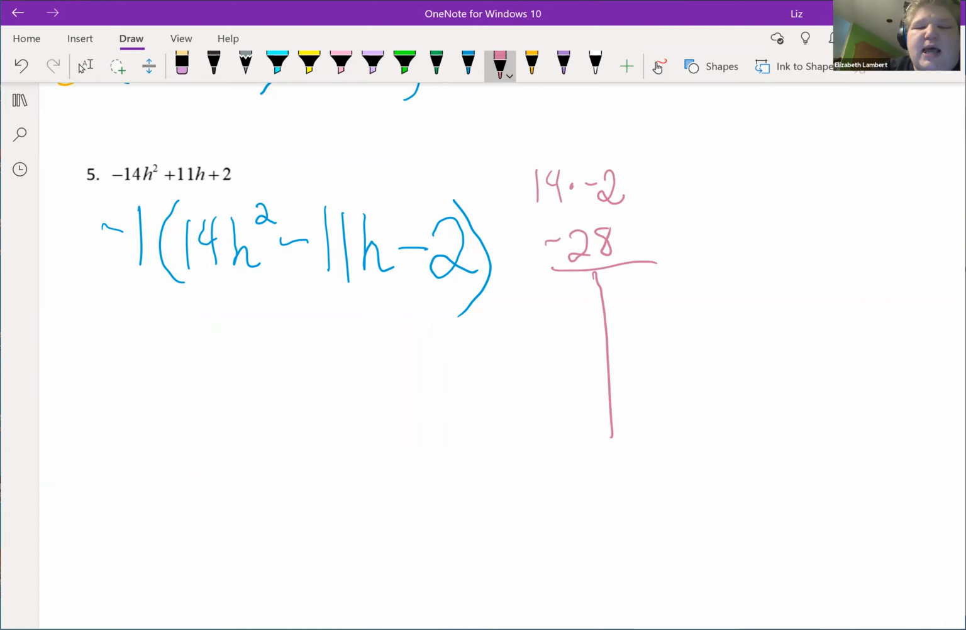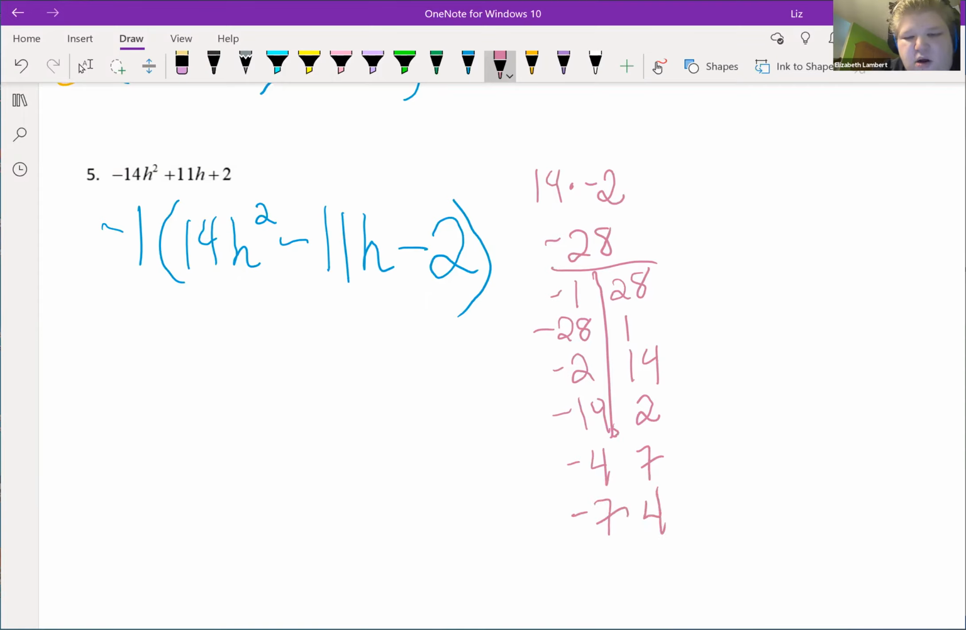And here we go. We got a lot of pairs to consider. We have negative 1 and 28, negative 28 and 1, negative 2 and 14, negative 14 and 2, negative 4 and 7, negative 7 and 4. 5 and 6 won't work. And we are now on to a number that appeared on the other side. So we've checked all the possible combinations.